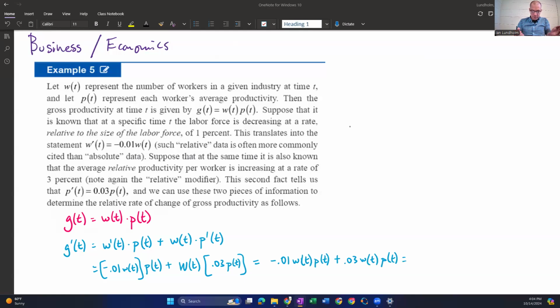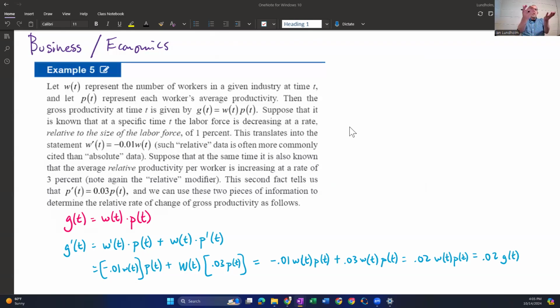And since those are now like terms, we could multiply them together. That's a nice thing about having these relative changes to our population. We get 0.02 W of t P of t, and since W of t P of t is the gross productivity, I'll just write it to the side. This is 0.02 gross productivity.